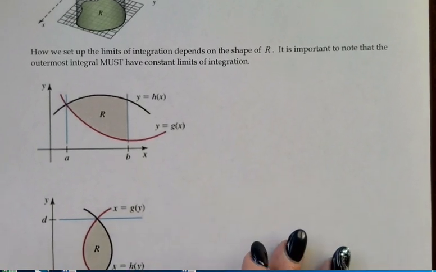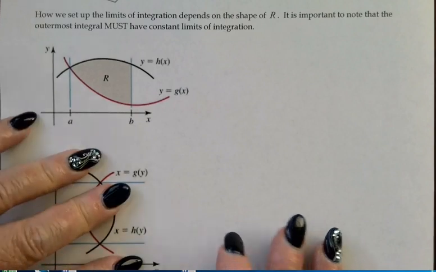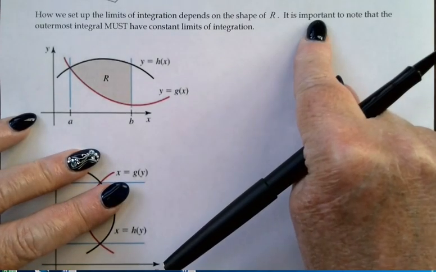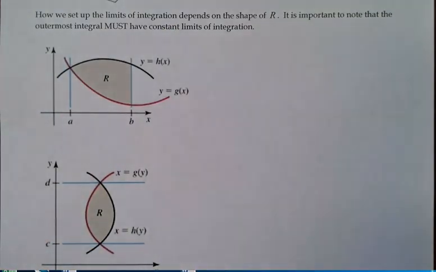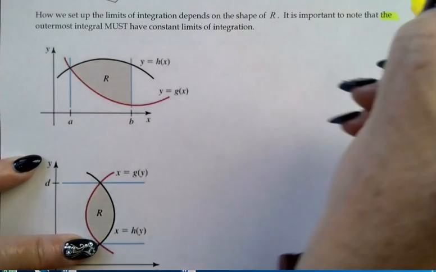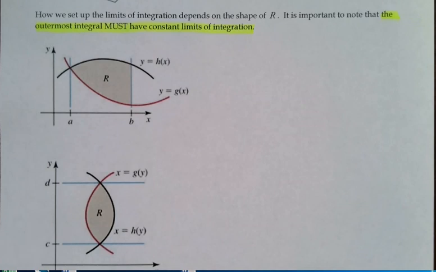In order to set up our limits of integration, we have to take a good look at the shape of our region R. It's important to note that when we write our final double integral, the outermost integral must have constant limits of integration. That's one of the most important parts about setting these things up correctly. In order to determine how to make that happen, I'm going to ask you to think in a lot of the same ways that you thought when you were choosing vertical and horizontal rectangles back in the days when you were finding areas under curves or areas between curves.